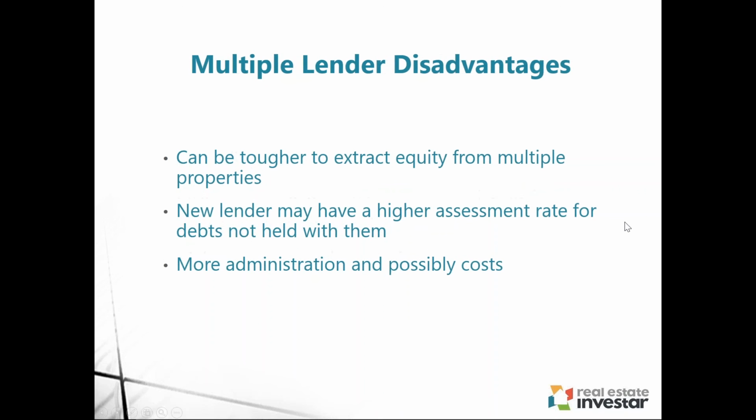Like anything, there's always a disadvantage to it. So, multiple lender disadvantages: it can be tougher to extract equity from multiple properties, meaning you would potentially have to approach 2 or 3 banks to get sufficient equity out of your properties to do what you want. A new lender may also have a higher assessment rate for debts that are not held with them. However, you can play the field in this area, so this can be somewhat mitigated.